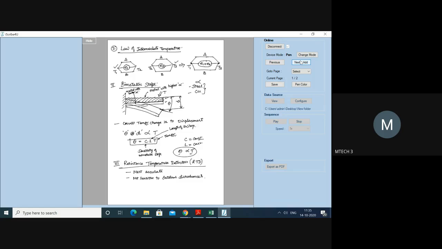Now the concept of RTD, resistance temperature detector: when the temperature is applied on that metal, what changes? What property of the material is going to change? Now in the previous one, in the bimetallic strip, what property of the material has changed?